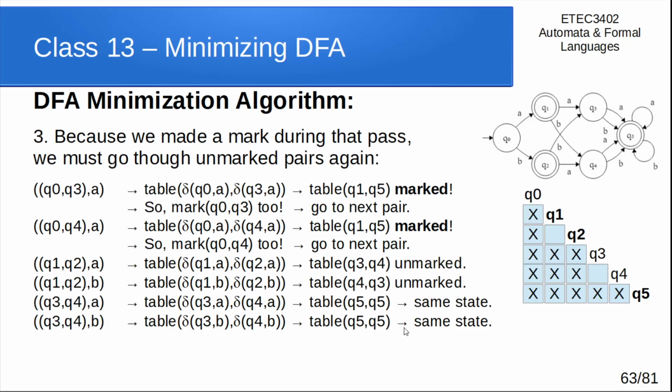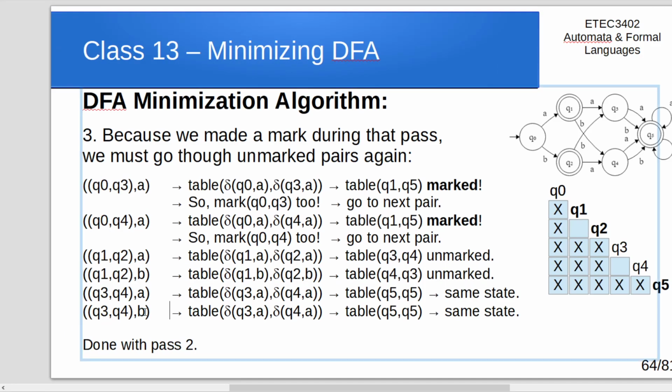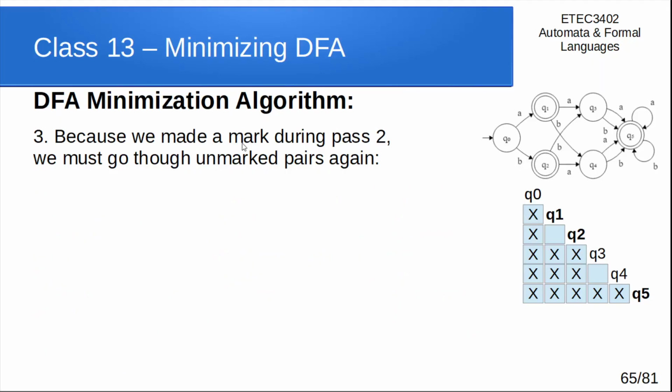Okay, so that on a B is the same state. So we're done with pass 2. And I suppose I should fix this one too. And now that we're done with pass 2, we did make a mark during that pass, so we need to go back to the top and go through one more time. Because we made a mark during pass 2, we're going to go through the unmarked states once again.